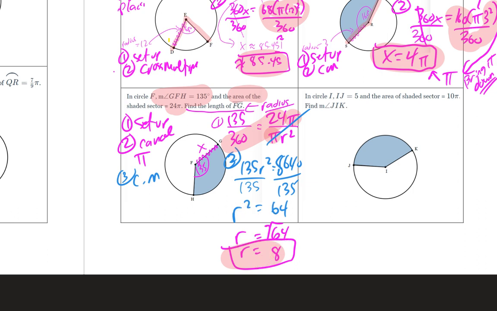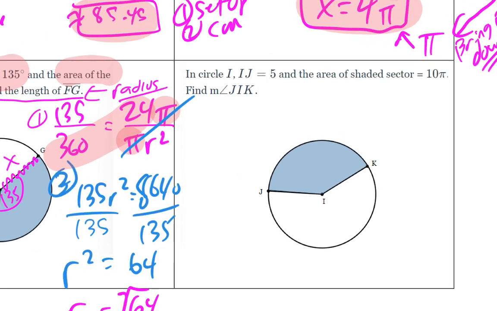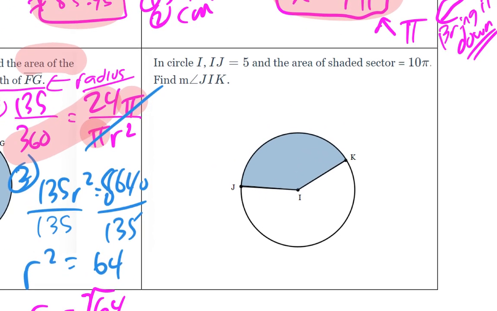Okay, so now that we got that, let's get into this last one. See if you can at least set this one up first on your own. It's our last one. All right, so it's this in circle I. So this is I. Ij is 5. That's I to j. Okay, so if that's 5, that is also our radius. We know that this is the radius.